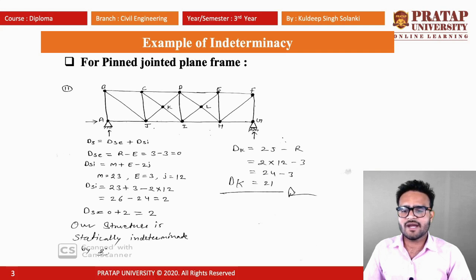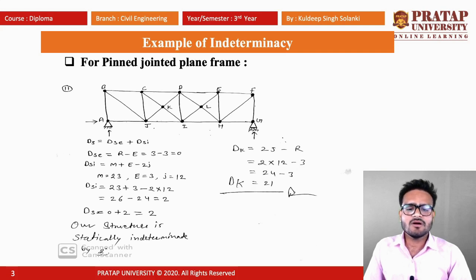And finally add the external and internal indeterminacy. 0 plus 2 is equals to 2. So the final value of ds is equals to 2. So we can say our structure is statically indeterminate by 2 degree, because the value of ds is equals to 2.